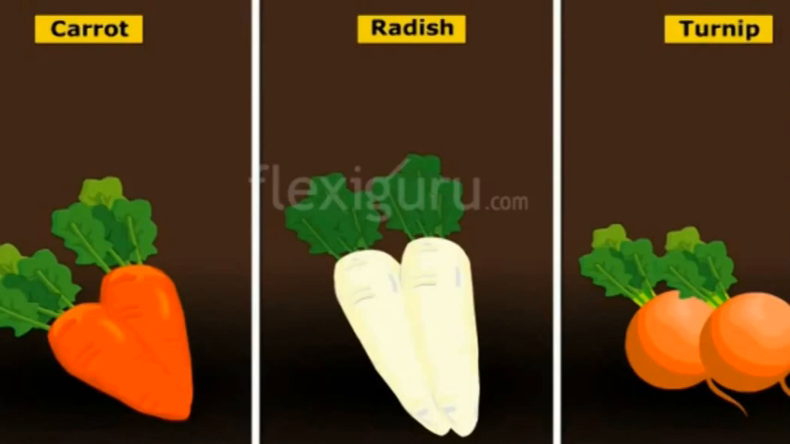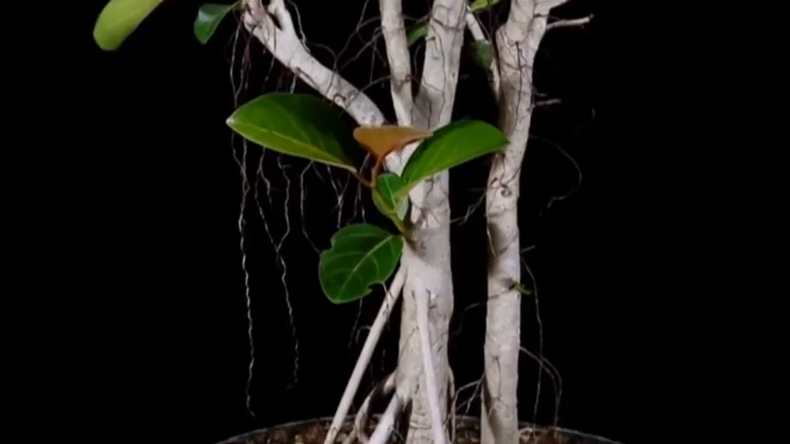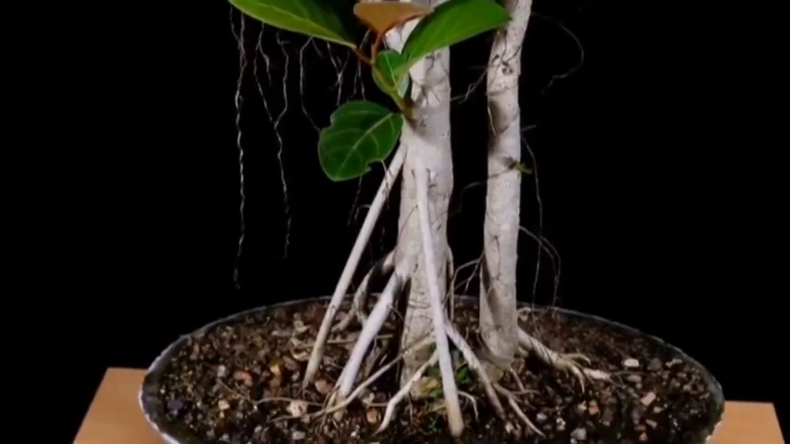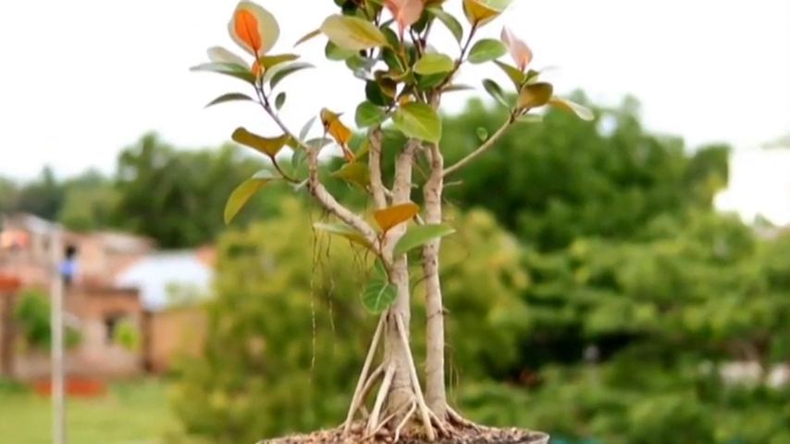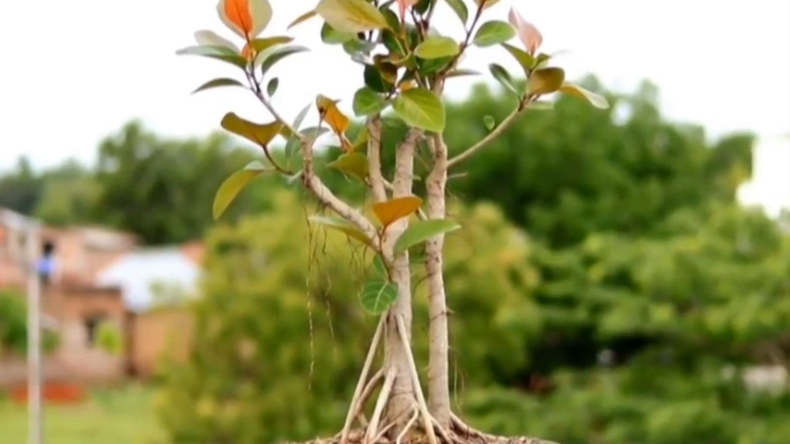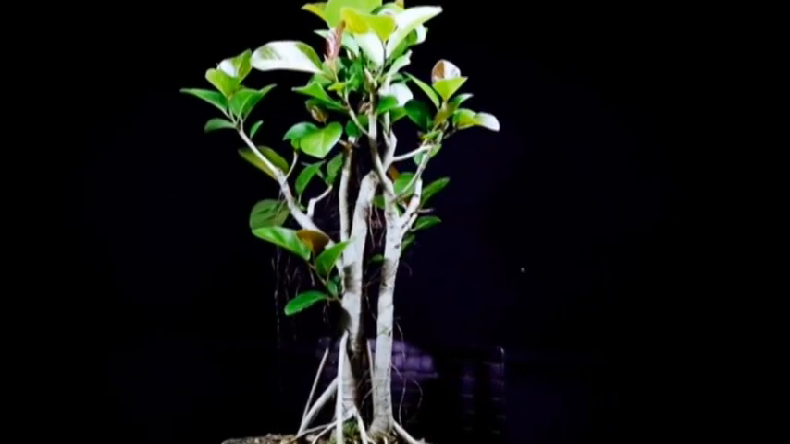Another function is some roots grow above the soil. For example, banyan and mangrove trees. These roots grow above the soil. They absorb air and help in aeration. So we call them aerial roots.